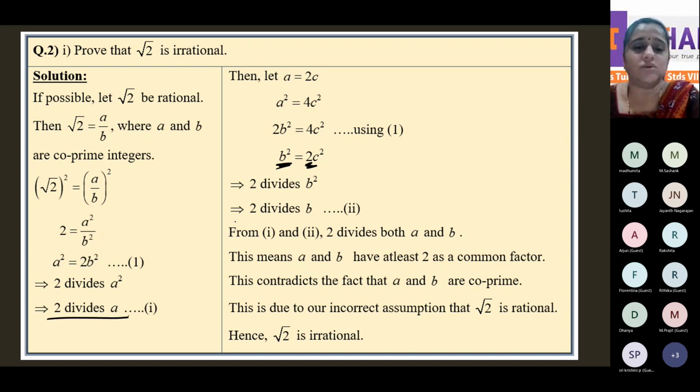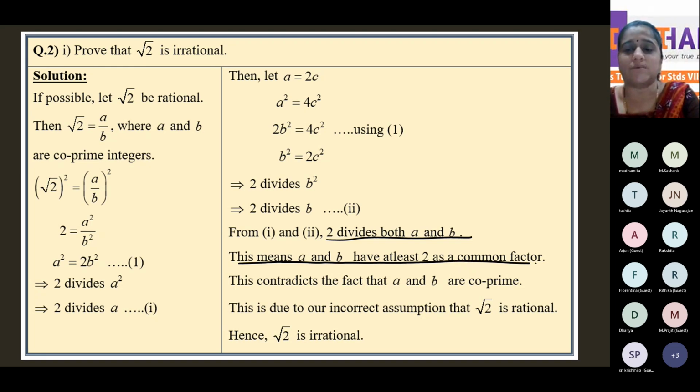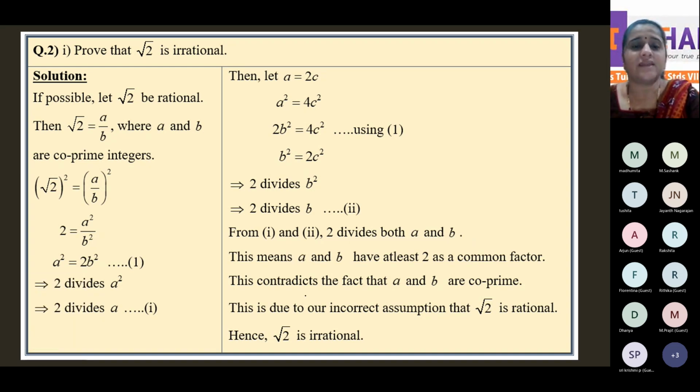Now 2 divides A, 2 divides B. So from 1 and 2, 2 divides both A and B. We have proved that. This means A and B have at least 2 as a common factor. Maybe it has many more common factors, but we have shown that A and B, the numerator and the denominator, have at least 2 as a common factor.